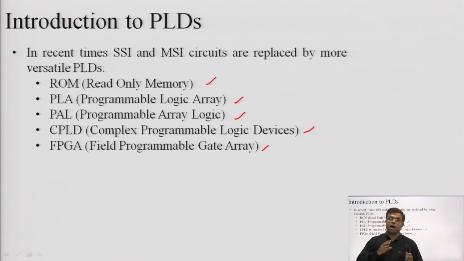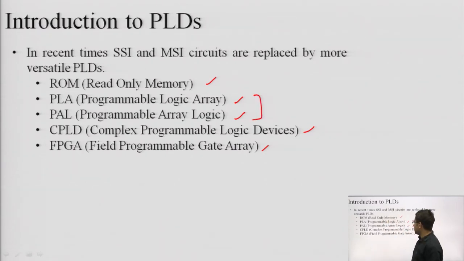And if it is masked by the manufacturer, so that we can neither write nor erase, meaning everything to be written in that memory has been written at the manufacturer's end, then it becomes mask programmable read-only memory, because it has been masked for further writing by the user. So this is the basics of ROM. Then PLA and PAL are both interrelated. We will be covering them one by one.